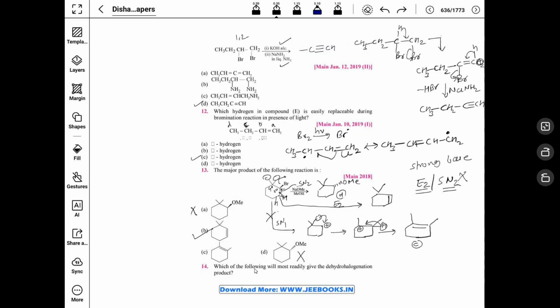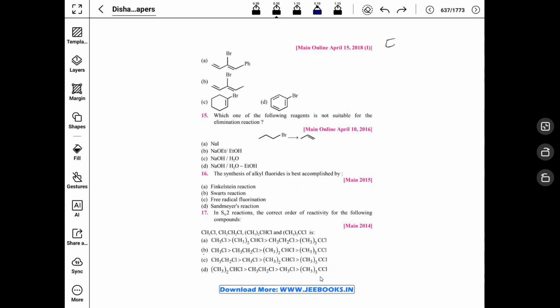Okay, so the next question is: which of the following will most readily give the dehydrohalogenation product? Dehydrohalogenation products are possible in E1, E2 and E1CB reactions. But in the given reactions, if you see, the given substrates have vinylic beta hydrogens. Therefore, if you remove the vinylic beta hydrogens, it will give a carbanion. So we can rule out E1 and E2 possibility. All these substrates will follow the E1CB mechanism, and in that case, the carbanion will be the intermediate.